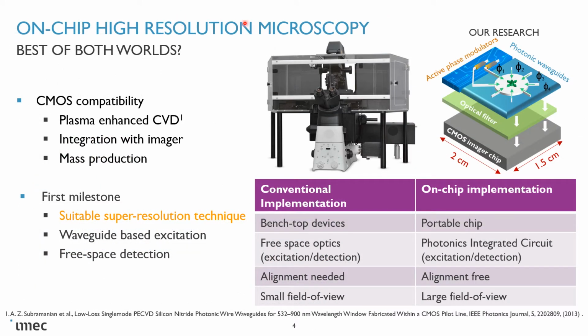Our research aims to combine the strength of the state-of-the-art approaches by having the PIC right on top of a CMOS imager chip with an optical filter layer in between. For fluorescence imaging application, it is crucial to have a material that has low loss and low autoluminescence at visible wavelengths. The material of choice is silicon nitride, and a plasma-enhanced chemical vapor deposition technique at IMEC 200 mm pilot line is established for this purpose.